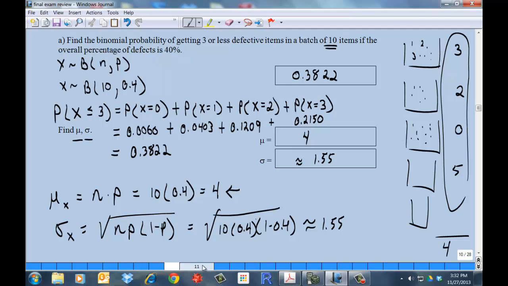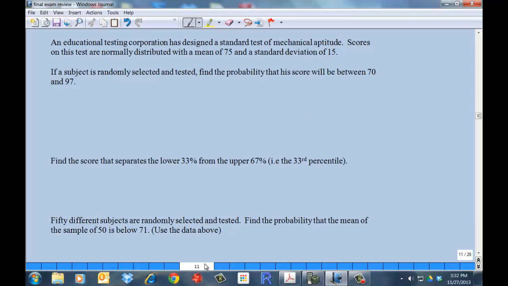Okay, next question. An educational testing corporation has designed a standard test of mechanical aptitude. Scores on this test are normally distributed with a mean of 75 and a standard deviation of 15. So remember, we write the notation that x follows a normal distribution with a mean and a standard deviation. So x follows a normal with a mean of 75 and a standard deviation of 15.